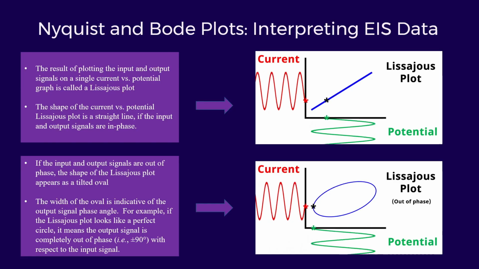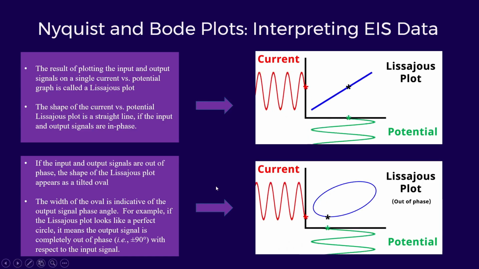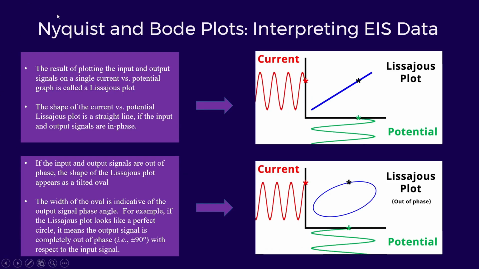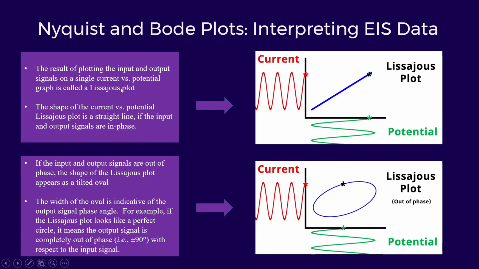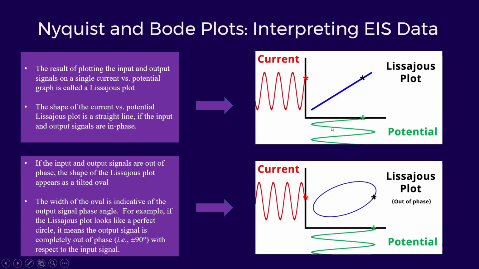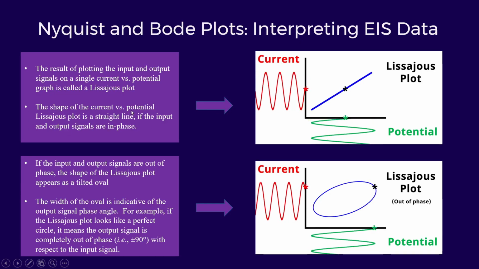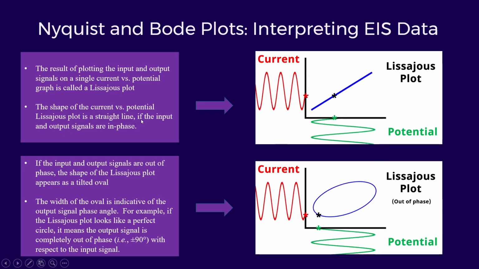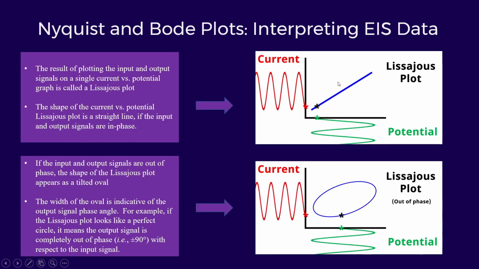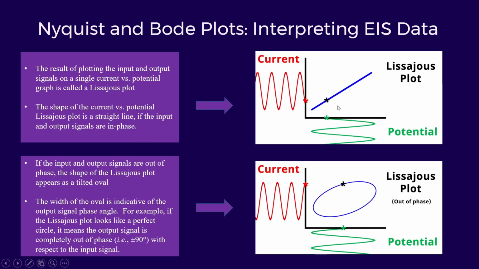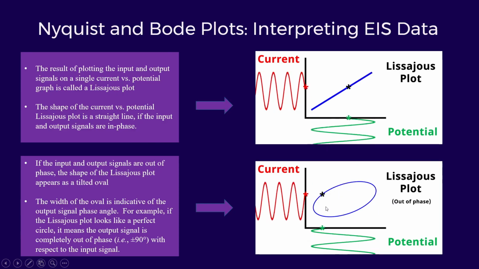Now coming to the data interpretation, how the data is interpreted after the response has been analyzed. The result of plotting the input and output signal on the current versus potential graph is called a Lissajous plot. The shape of the current versus potential Lissajous plot is a straight line if the input and output signal are in phase, and if it is out of phase, the graph would be an oval shape.